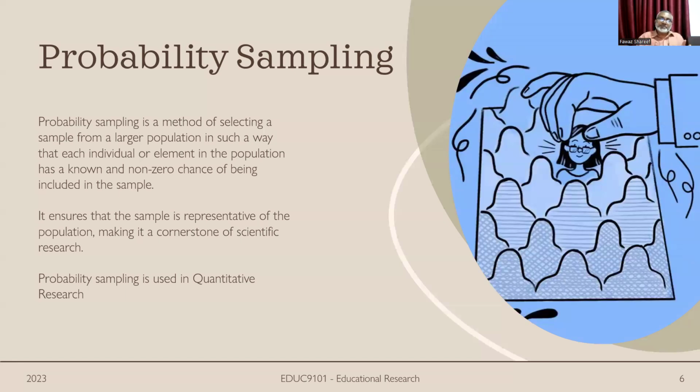There are two types of sampling. Generally, it's very easily looked at. Probability sampling is more quantitative, used more for quantitative research, and non-probability sampling is more aligned with and more useful for qualitative research. However, you will see nowadays that people use probability sampling for qualitative, and some people use non-probability sampling for quantitative as well, but it's not advised to do that.